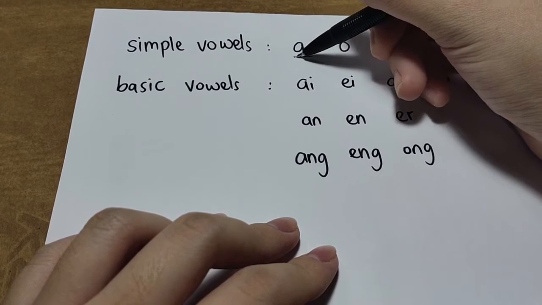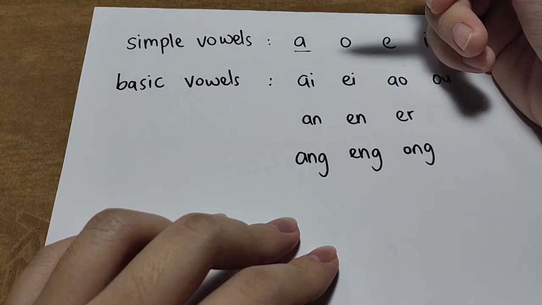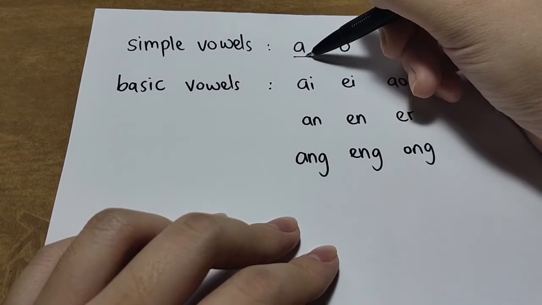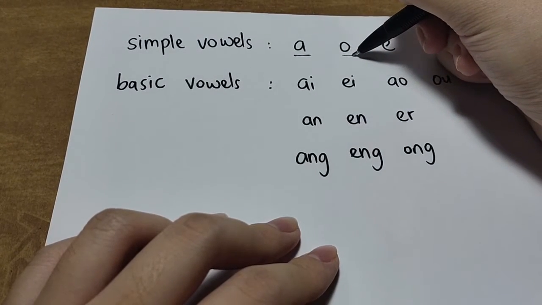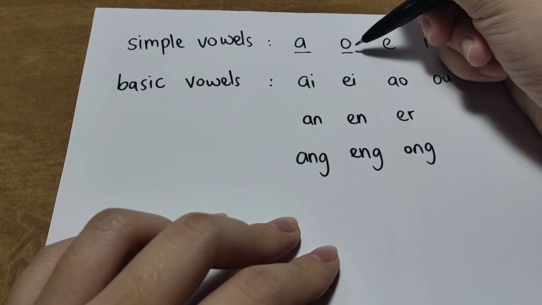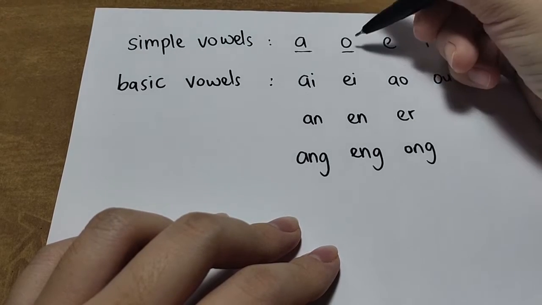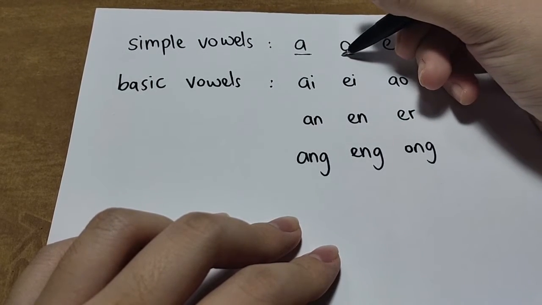A. This letter is pronounced as A, not A like in English. A. O. For this letter, we don't pronounce it as O, but we put a little bit of U sound in front of it. O.